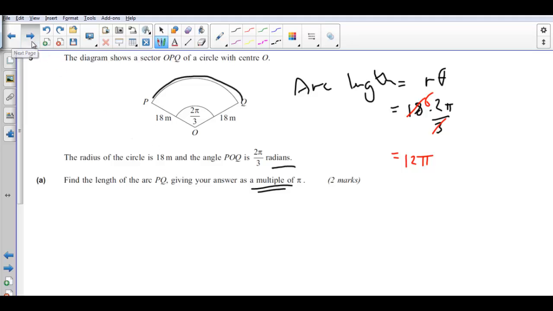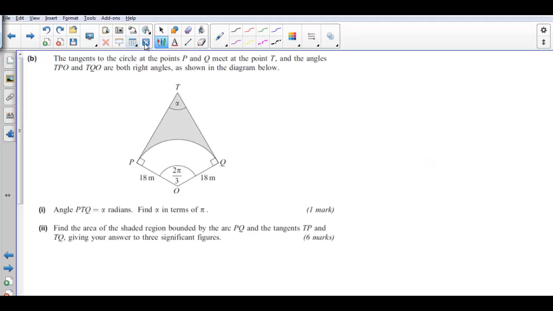Okay, second part of the question. So this time, the tangents to the circle at the points P and Q meet at the point T. So tangent here meets at the point T. And the angles are both right angles. So we've got a nice right angle here, nice right angle here. For just 1 mark, so not much work to do. Angle PTQ is given as alpha. Find alpha in terms of π.